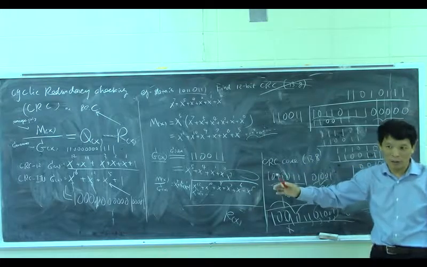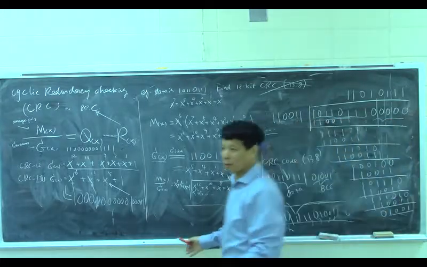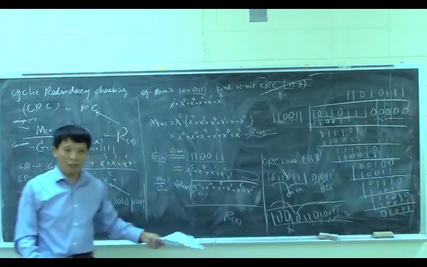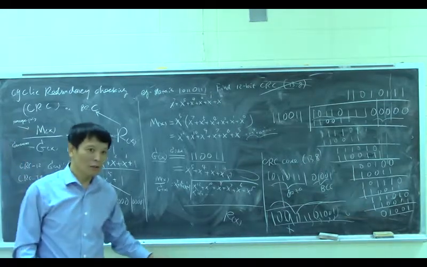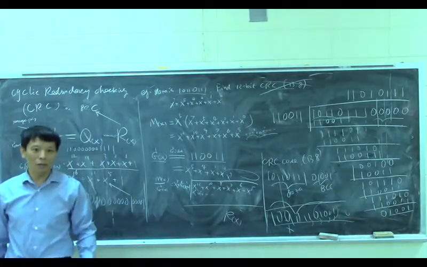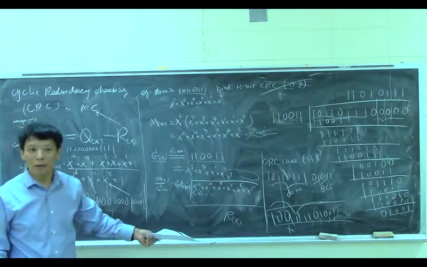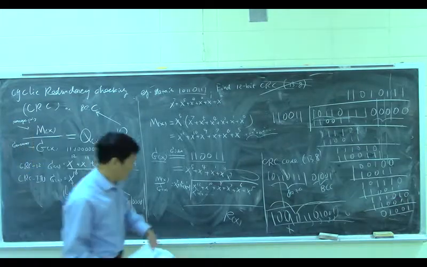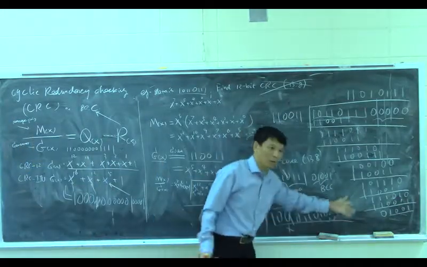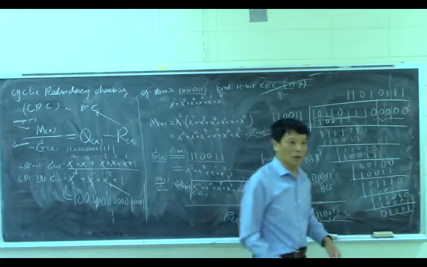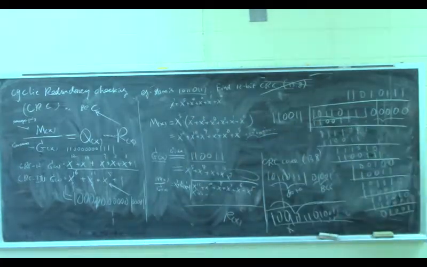If the remainder equals zero, there may be no error. If the remainder is not equal to zero, you can see there must be an error. But you don't know which one. You can only say the error may be here, maybe here, maybe here, who knows. But there's something wrong. We use that to make sure we do it right.